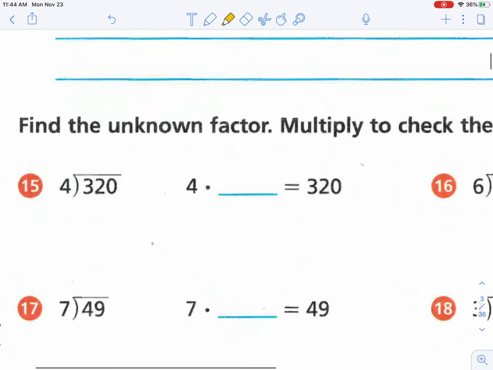Looking down at number 15, I see a 0 in my answer here. If I were to take away the 0 just for now, what would 4 times what be 32? Well, let's count up by 4s. 4, 8, 12, 16, 20, 24, 28, 32. I've got 8. Now remember, I took away a 0, so I'm going to add that 0 back in. 320 divided by 4 is 80.